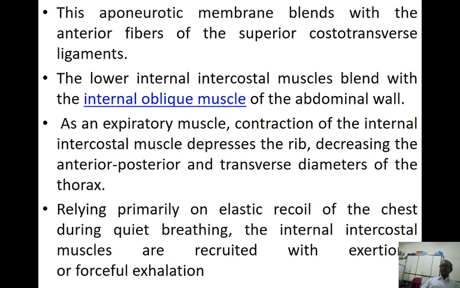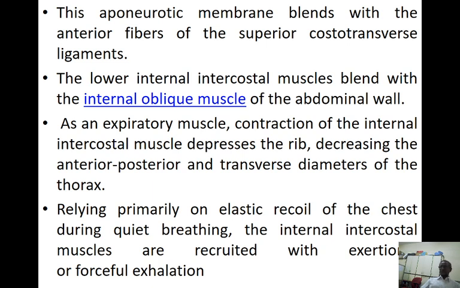The lower internal intercostal muscles blend with the internal oblique muscle of the abdomen. So external intercostal blends with the external oblique, whereas the lower internal intercostal muscles blend with the internal oblique muscle of the abdomen. As an expiratory muscle, contraction of the internal intercostal muscle depresses the rib, decreasing the anterior posterior diameter and transverse diameter of the thorax.